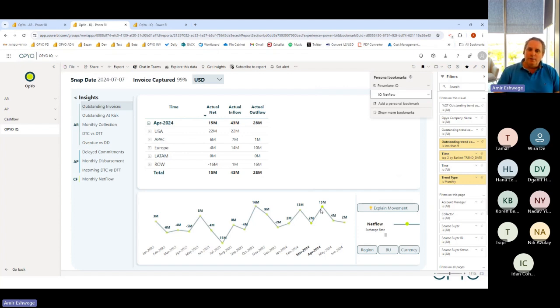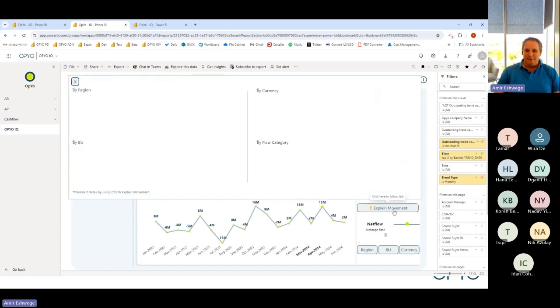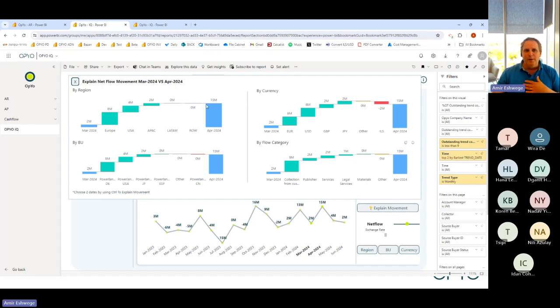Now remember, when we look at the net flow, we have two sides. It's more complicated than just looking at the aging. We have an inflow, we have an outflow, and we also have different groups and types of collections or disbursement. So if we ask OPYO to analyze and give us an answer, we'll be able to both see the regional or the business dimension, but also see the category.